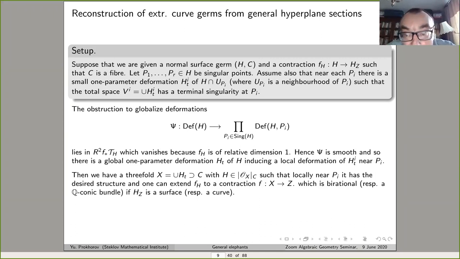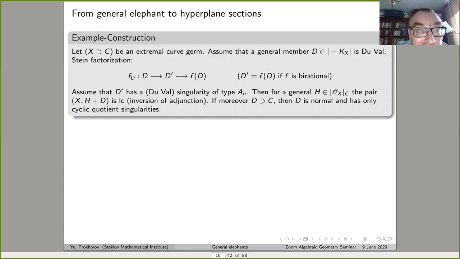Okay, and this contraction is birational if the base is a surface, or it is a Q-conic bundle if the base is a curve. So this is, of course, very natural. So the last step doesn't look very hard.